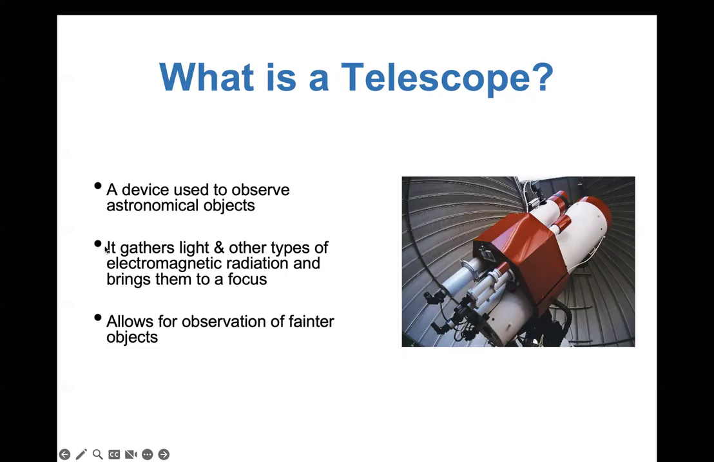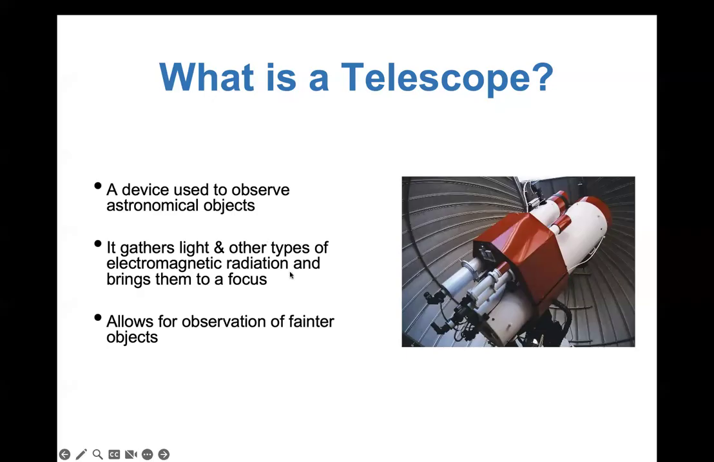And we see that with the next bullet point here, where we're told that a telescope gathers light and other types of electromagnetic radiation and brings them to a focus. By a focus, it just means that there's going to be some sort of clarity to the image. So, you could focus on a planet, you could focus on a star, you could focus on a galaxy, and those different distances would require a different focus.